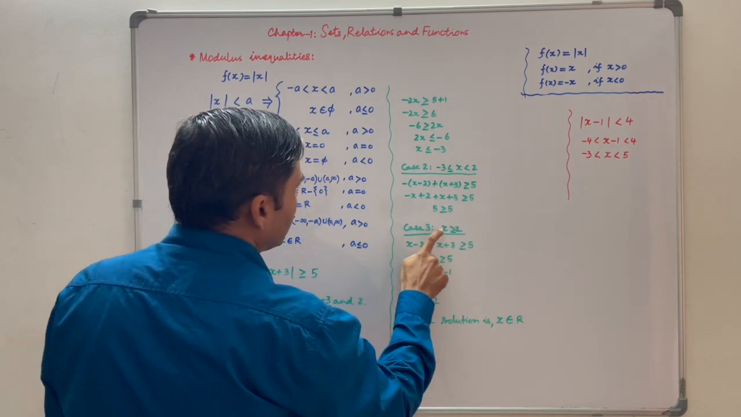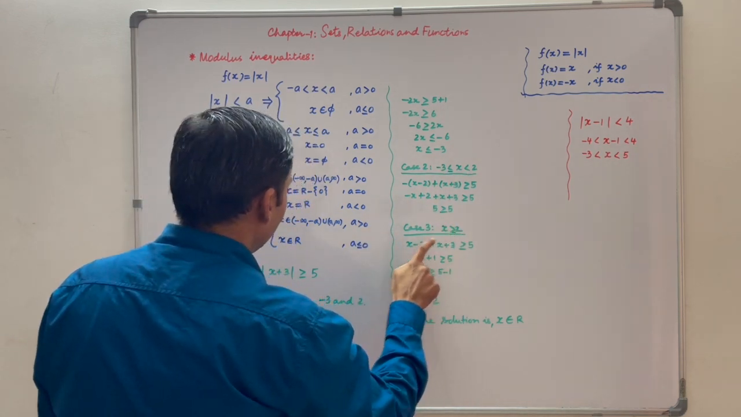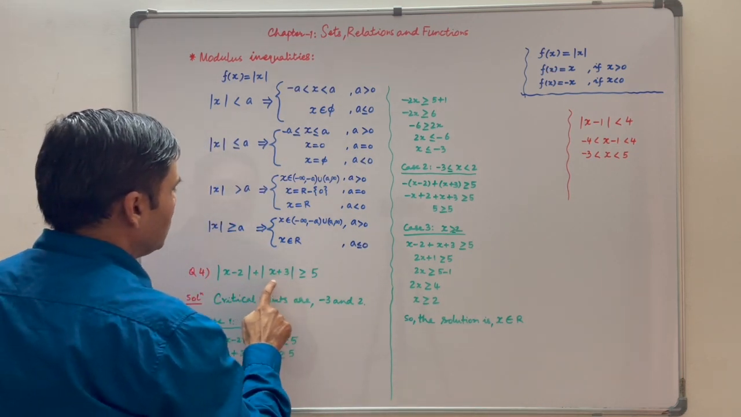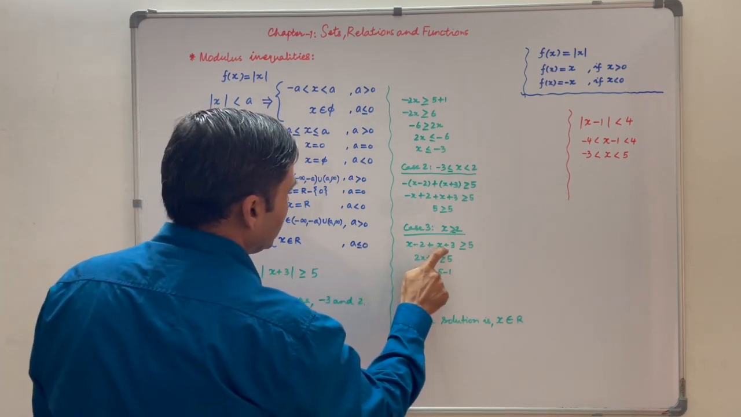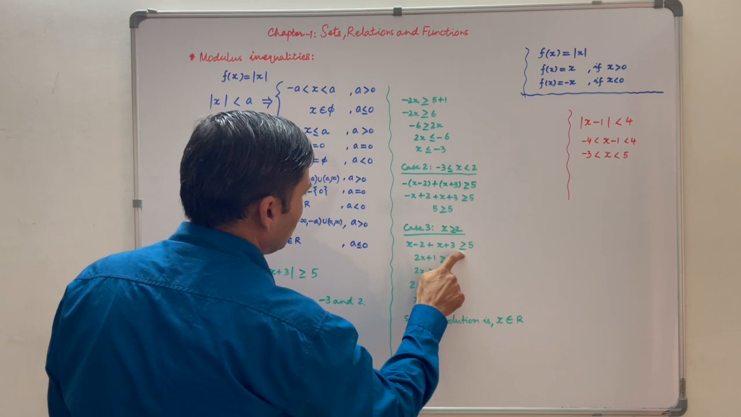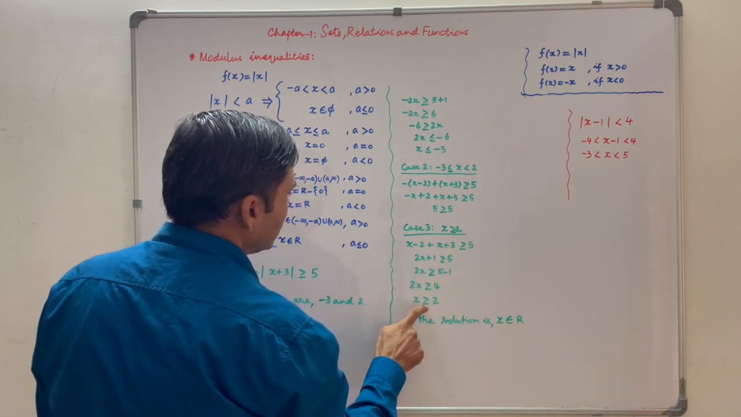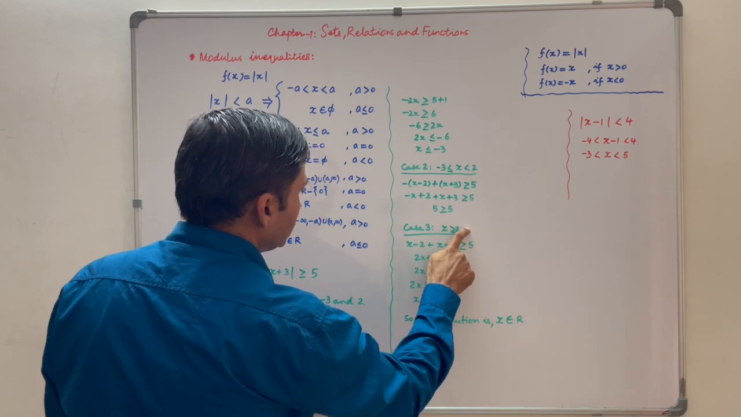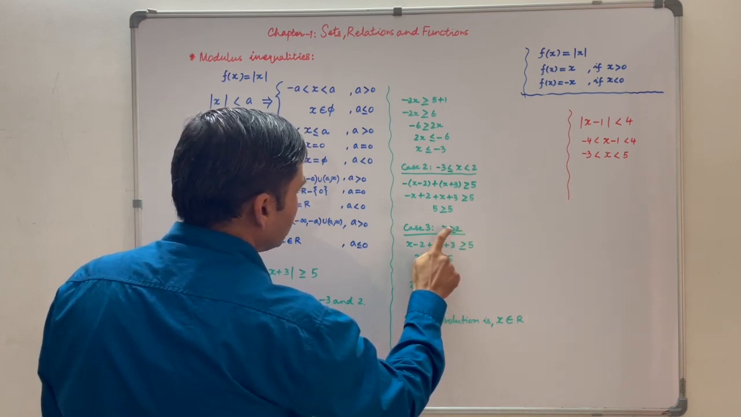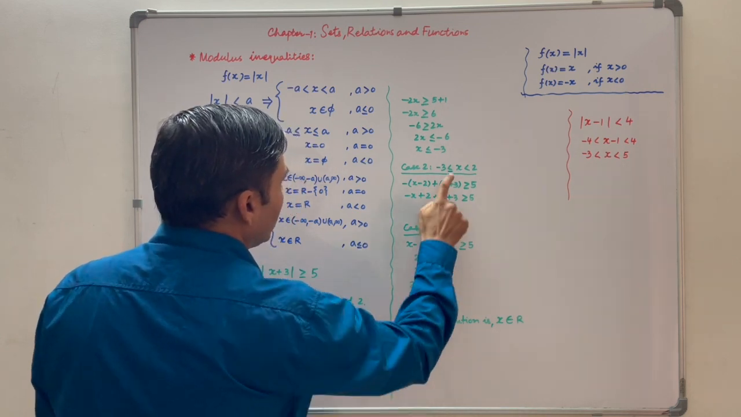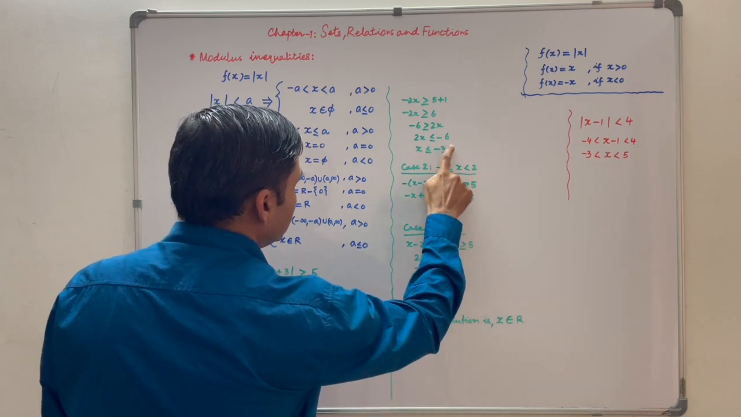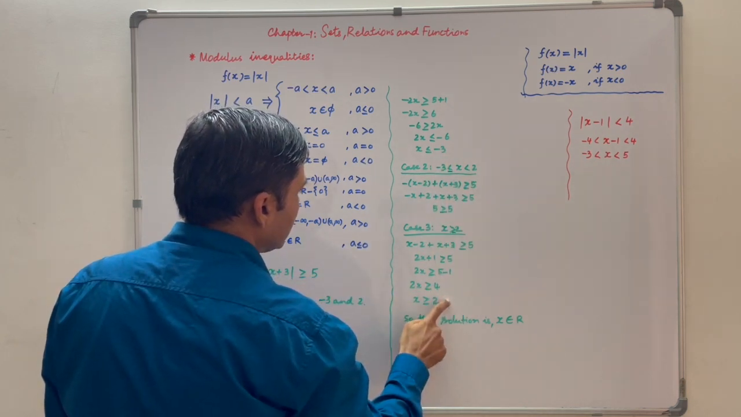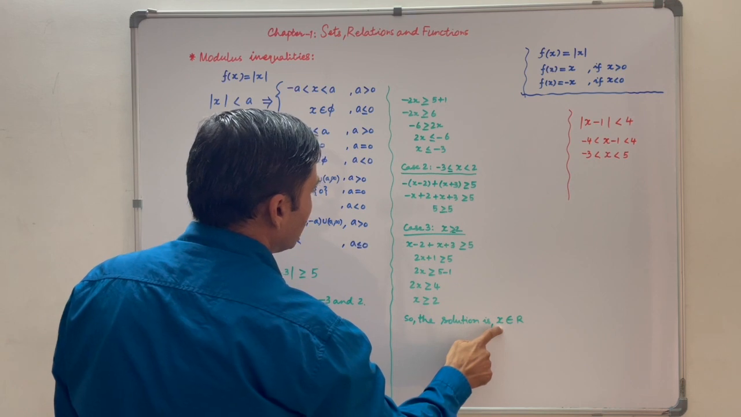Third case, when x is greater than or equal to 2. So both will be positive. So we will write (x minus 2) plus (x plus 3) is greater than or equal to 5. That means x is greater than or equal to 2. We will check against this condition, which is the same. So this is also one solution. Now combining all 3 solutions, we can say that x may be any real number.